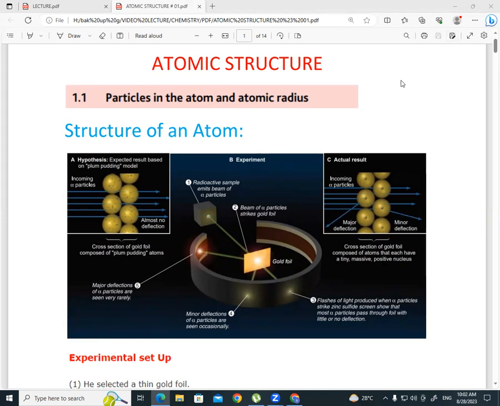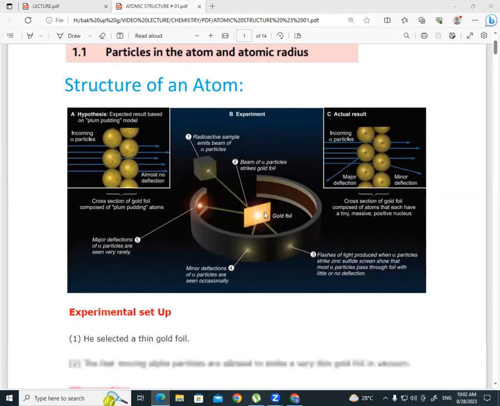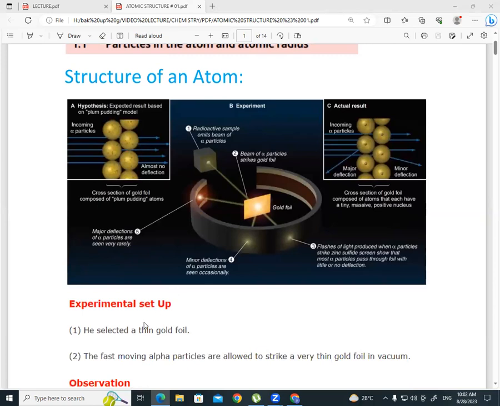So let's start first with the structure of atom. On the screen you can see the experiment of Rutherford, and what is the experimental setup? First, he selected a thin gold foil. Why did he select gold? Because gold is easily malleable into very fine sheets.